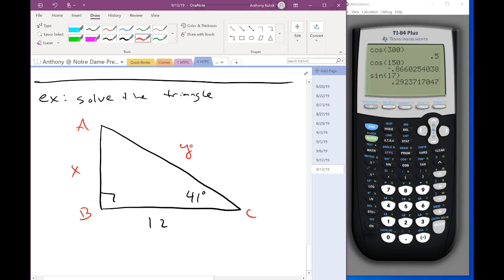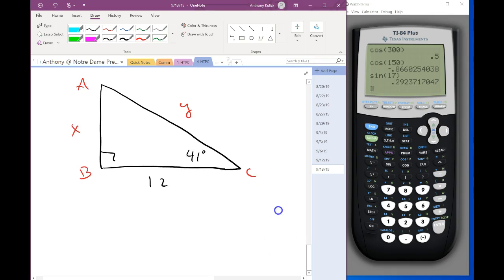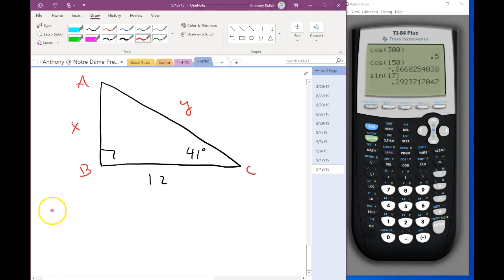So what's going to be the easiest thing to start finding here? Okay. So we're missing one angle. For A, how do I find angle A? Good. 90 minus 41 will give me angle A, which is 49. Great. Now let's find one of the sides. Which side do you want to find first? X. Sounds good to me.